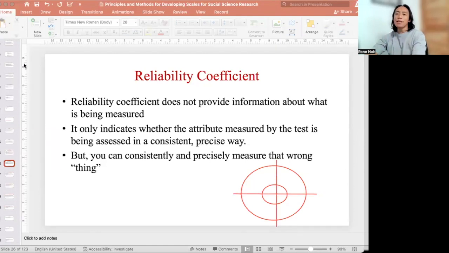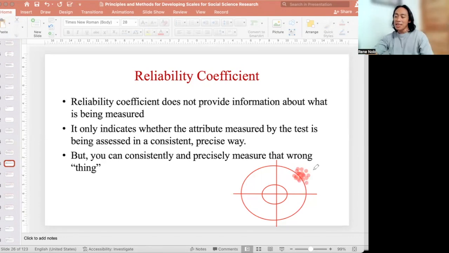So let's say, for example, you're a shooter and you're a consistent shooter and most of your shots fall here. So you're consistent, you're reliable. However, you're not hitting what you're supposed to hit. So this kind of illustrates an instrument that might be reliable, but because it's not measuring what it intends to measure, it's not a valid instrument.